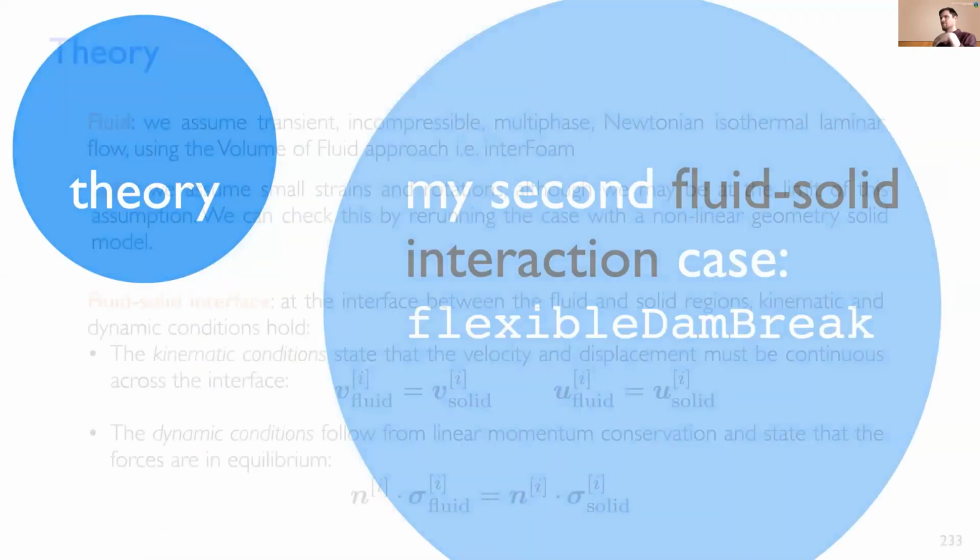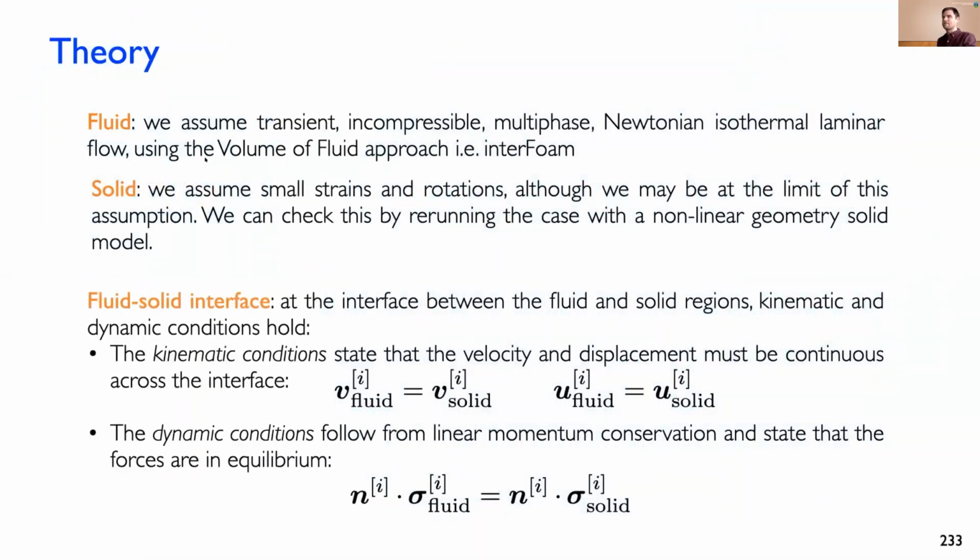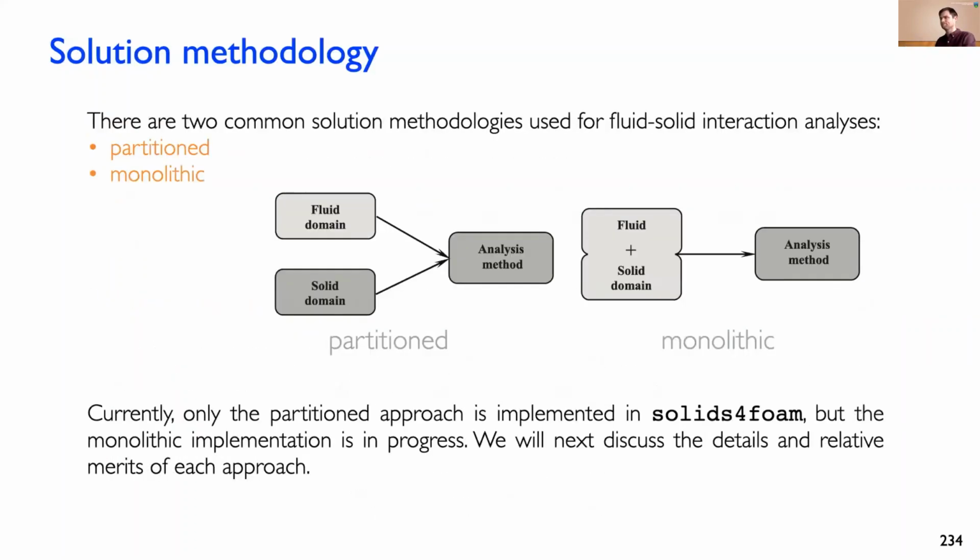So just quickly going through the theory, basically FSI, you solve for the fluid equations and the solid equations, and then you have these extra conditions which must be satisfied. So the velocity of the fluid interface must be the same as the solid interface, like continuity of velocity, and the same with its displacement, and also continuity of force. So the force on the fluid side should be equal and opposite to the force on the solid side.